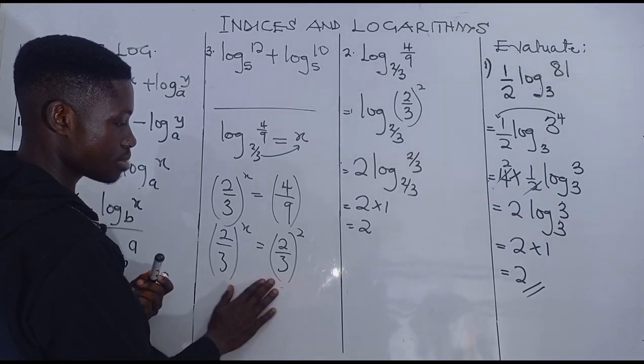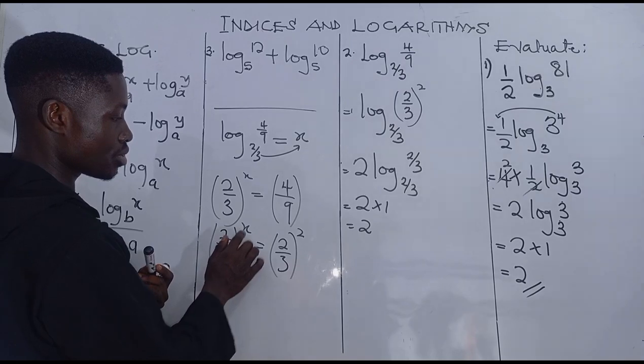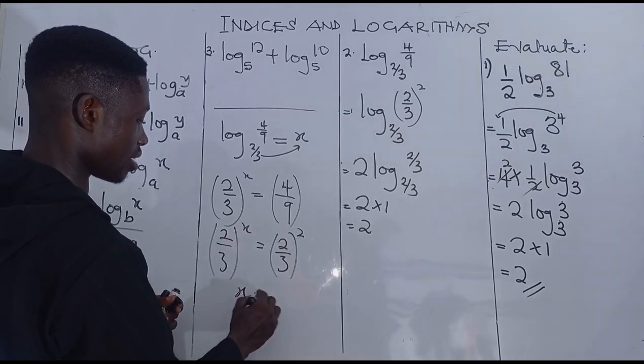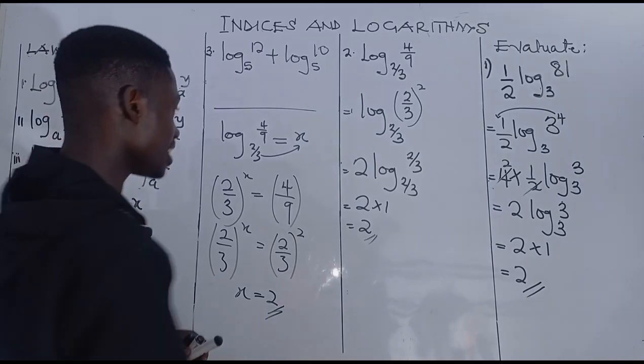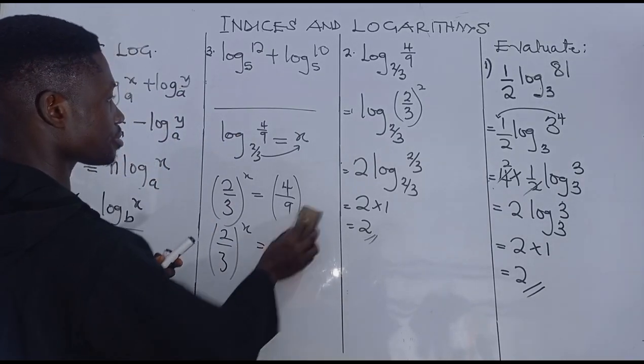Since the bases are the same in the exponential equation, what do we do? We equate their exponents. So we have x is equal to 2. As easy as A, B, C, D. Let's look at our next one.